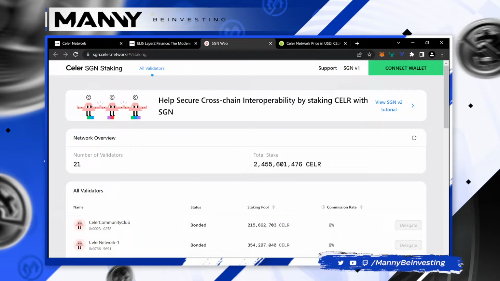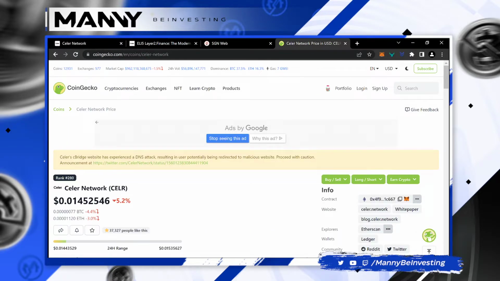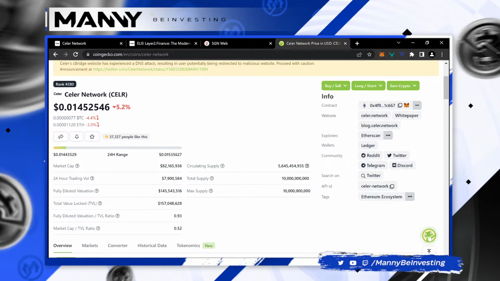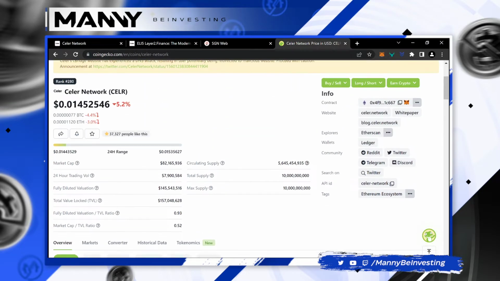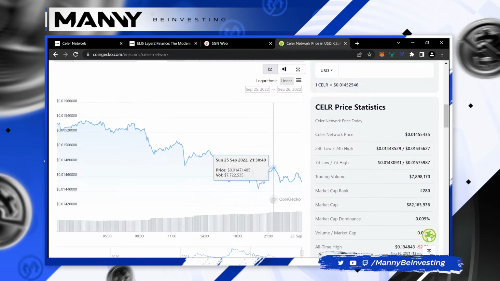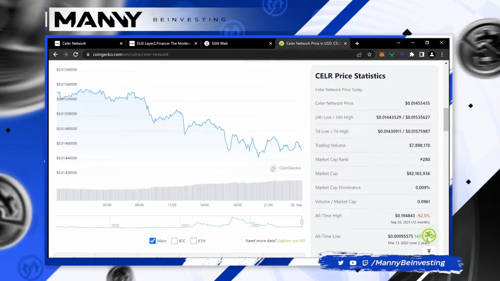the staking on SGN. Let's take a look at the price. Right now, it's about a penny and a half, 1.4, and it's been dropping, like everything in the market's dropping like crazy. But I didn't buy a ton of this stuff in 2021. I didn't buy that much.